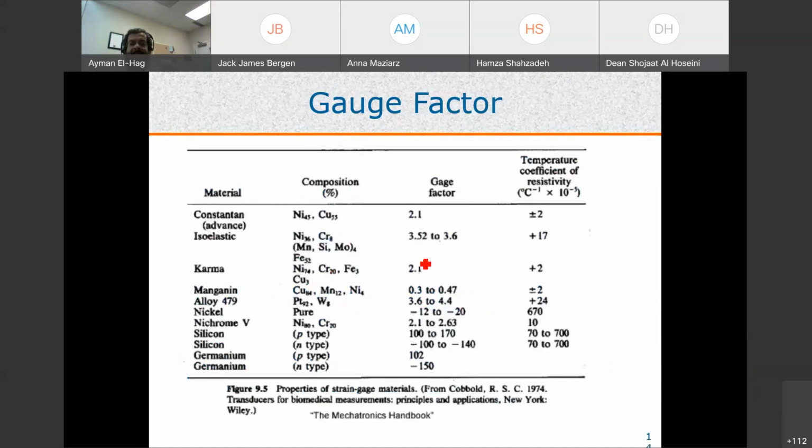Here is a table for different materials that are used, their composition, and their gauge factor. You can see the gauge factor is 2 for most, but for some materials it is extremely high, some negative, some positive. This kind of material is called a semiconductor. We will not deal with this because it is more of electronics. We will use the basic material that is made from regular conductors.